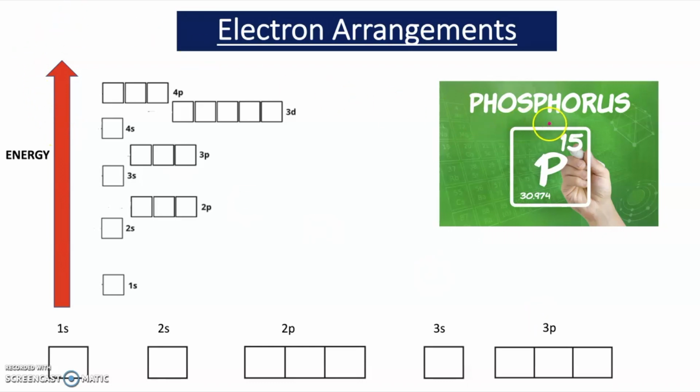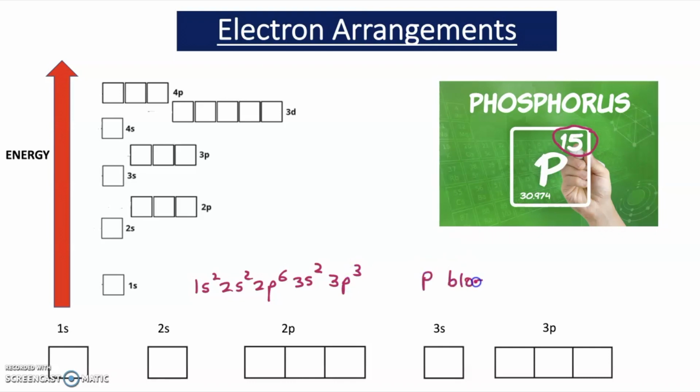Phosphorus is atomic number 15, so it's got 15 protons and 15 electrons. So now let's write the electron arrangement or electron configuration for phosphorus. So it would be 1s2, 2s2, 2p6, because 6 electrons can go into the p orbitals, 3s2, and then I've added a total of 12 electrons, so we've got 3 left, so it would be 3p3.